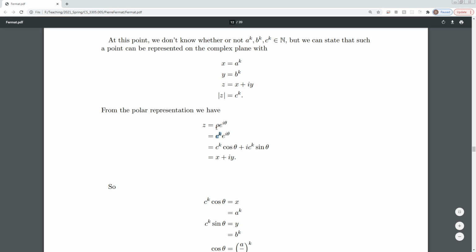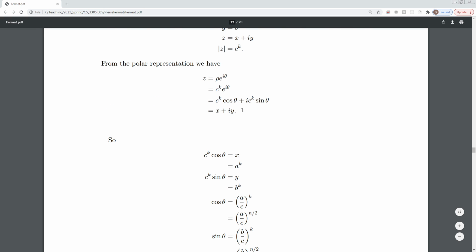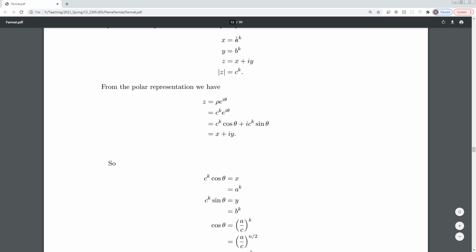We've already established that rho, the modulus, is equal to c to the k. e to the i theta is cosine theta plus i sine theta. Expanding and distributing, we get this form, and then we get, as expected, and we already knew this, that this was equal to x plus iy. But now we can say that x, which is equal to a to the k, is also equal to c to the k cosine theta.